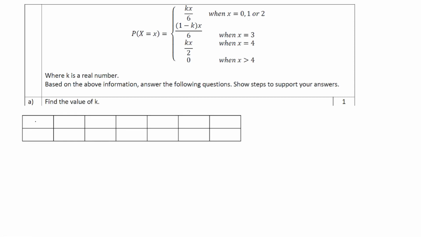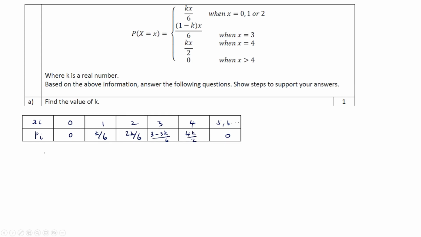So here we have the various values of x_i and the associated probabilities. The various values which x can take are 0, 1, 2, 3, 4, and for more than 4 it is 0. So we need not worry about the case when x is more than 4. When x is 0, the probability is k into 0 by 6, which is 0. Then when x is 1, the probability is k into 1 by 6, so it is k by 6. Then when x is 2, it is k into 2 by 6, so it is 2k by 6. And then when x is 3, it is 3 into 1 minus k by 6, or it is 3 minus 3k by 6. And next when x is 4, it is 4k by 2.